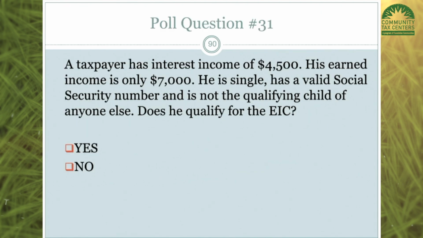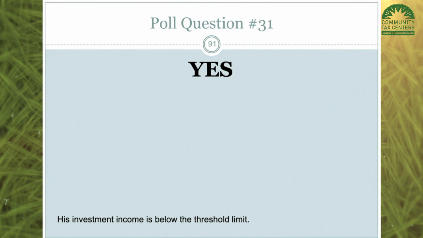So question, a taxpayer has interest income of $4,500. His earned income is only $7,000. He is single, has a valid Social Security number, and is not the qualifying child of anyone else. Does he qualify for the earned income credit? Yes, he does, because his investment income is under that $10,300 threshold.